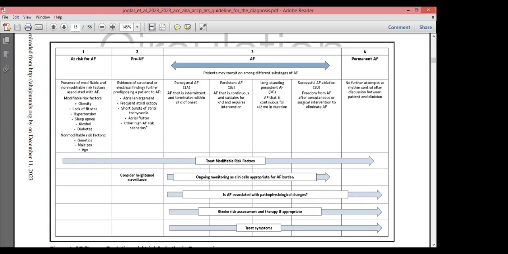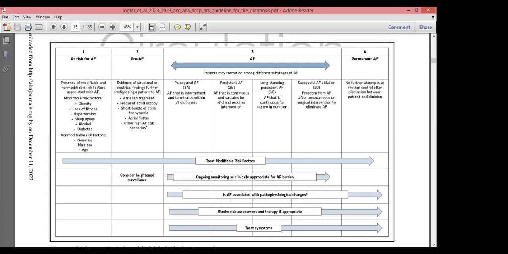Then for people that have pre-AF, you will treat modifiable risk factors and you have heightened surveillance. So you tell them to come in as frequently as maybe every 4 to 6 months for you to see and check whether they've developed AF. That's for stage 2.